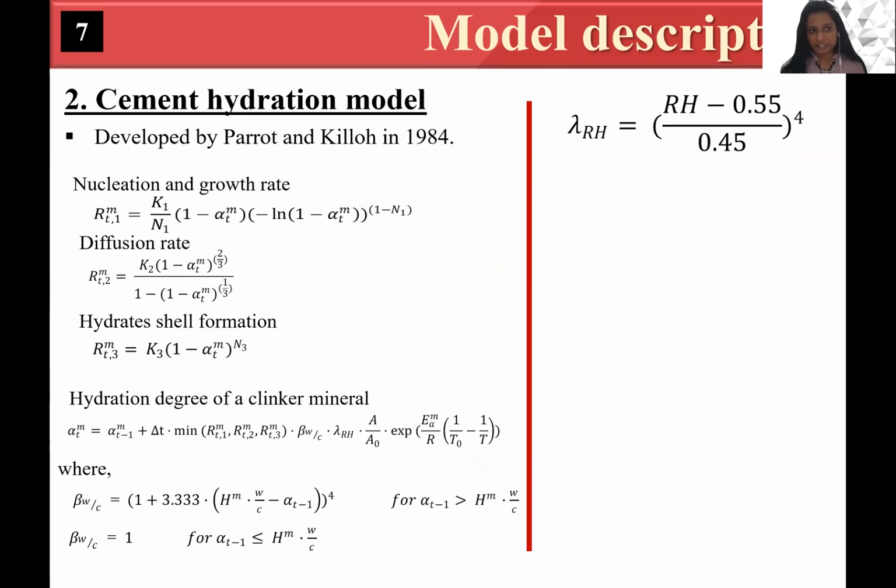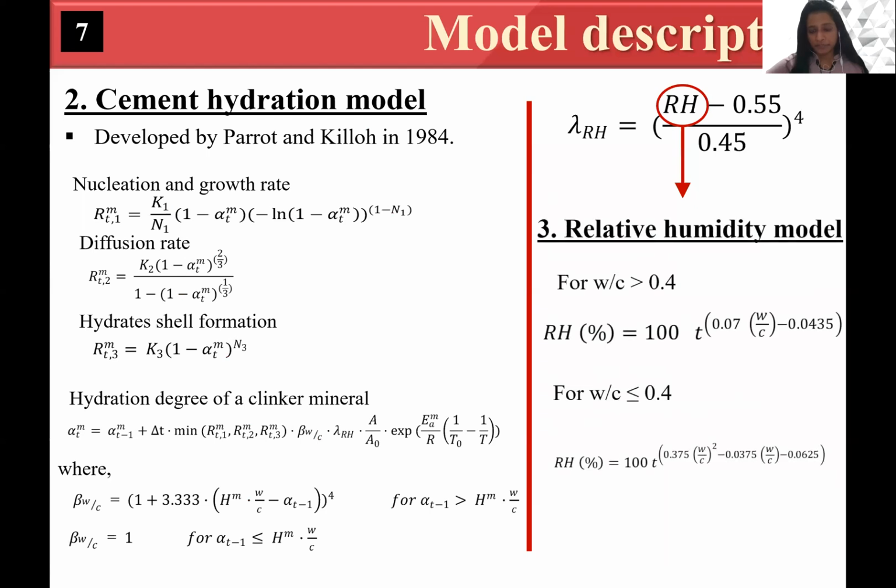In this proposed work, we have adapted the cement hydration model developed by Parrott and Killoh. In order to use this cement hydration model, we require the actual relative humidity for the prediction of dissolution of each clinker mineral. Therefore, we proposed a simple empirical relationship for the relative humidity with hydration period. The first relationship is for water cement ratio greater than 0.4 and the second one is for water cement ratio less than or equal to 0.4.